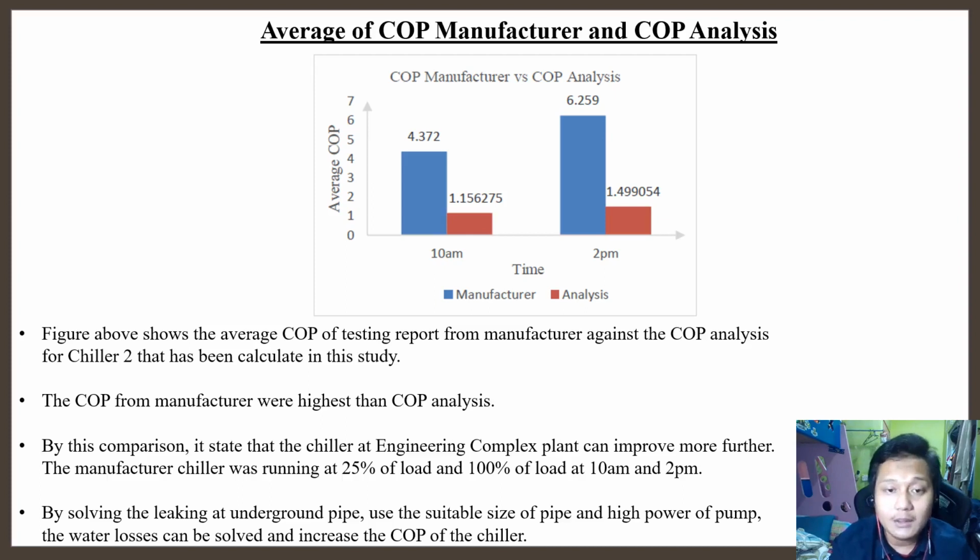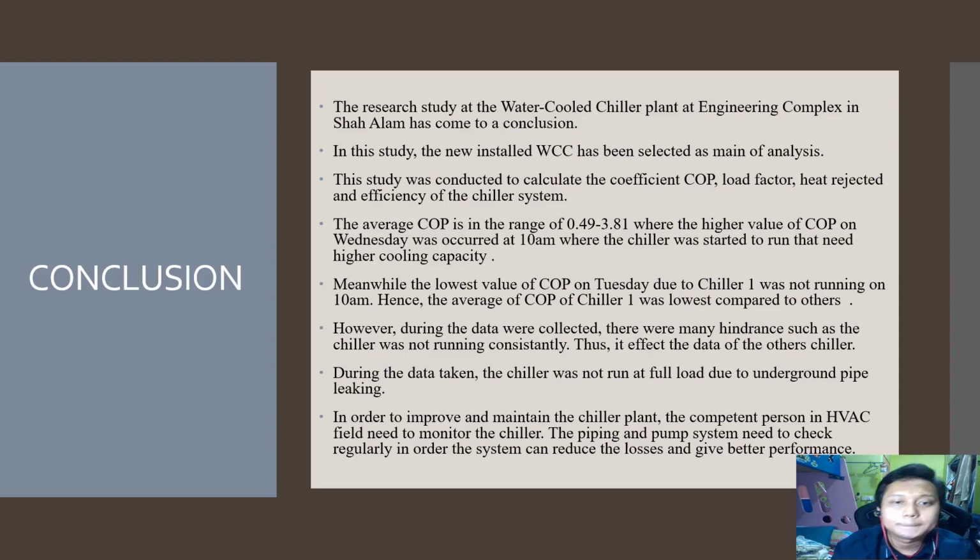As can be seen in the bar chart, at 10 a.m. the chiller was only running at 25% of load, while at 2 p.m. the chiller was running at 100% of load. However, from the analysis of our chiller plant, we only get these numbers, 1.15 and 1.49. By solving the leaking at the underground pipe, and using a suitable size of pipe and a high power pump, the water losses can be solved and the COP of the chiller increased.